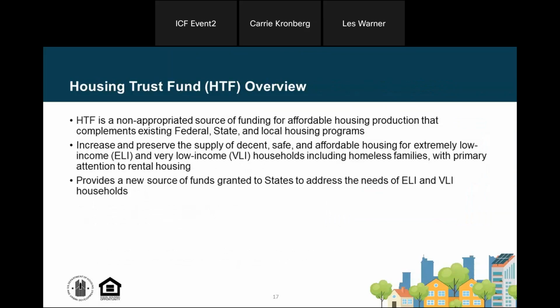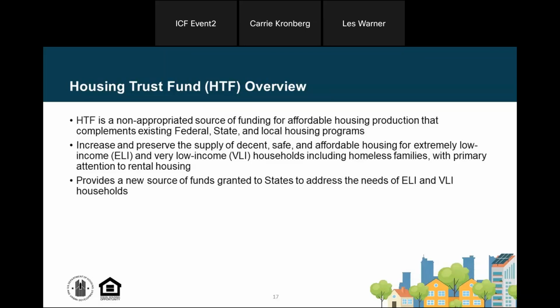So it is funding that has been designated for affordable housing production, and that really works hand in hand with existing federal, state, and local housing programs. Its specific goal is targeted to much lower income. So this is housing that's going to be decent, safe, and affordable for extremely low income and very low income households.